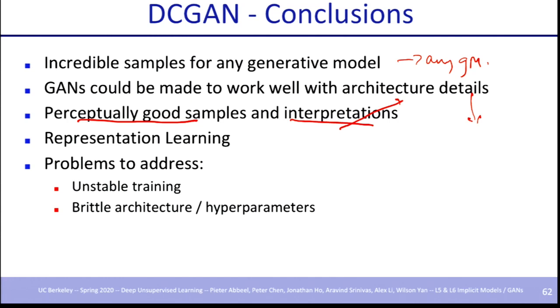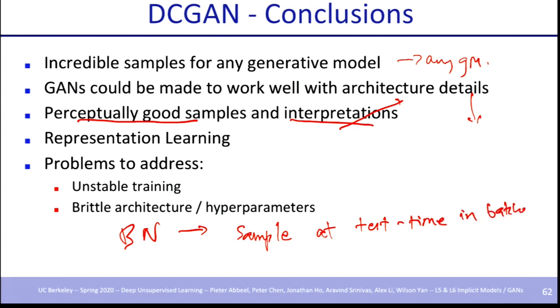The problem to address was that the training was really unstable. All these hacks exist because they were not able to get it to work without those hacks. So there's a lot of brittle architecture and hyperparameter choices. And one point that is not really a negative, but I would like to make, is that because you use batch norm in the discriminator and in the generator, you need to sample at test time in batch mode, right?